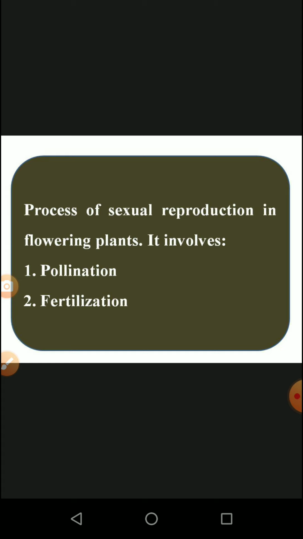The pollen grain is transferred from the anther to the stigma of the same flower; that is called self-pollination. Cross-pollination means the transfer of pollen grain from the anther to the stigma of a different plant of the same species. Same species means the same type of plant. For example, from one coconut tree the pollen grains are transferred to another coconut tree. That is called cross-pollination.